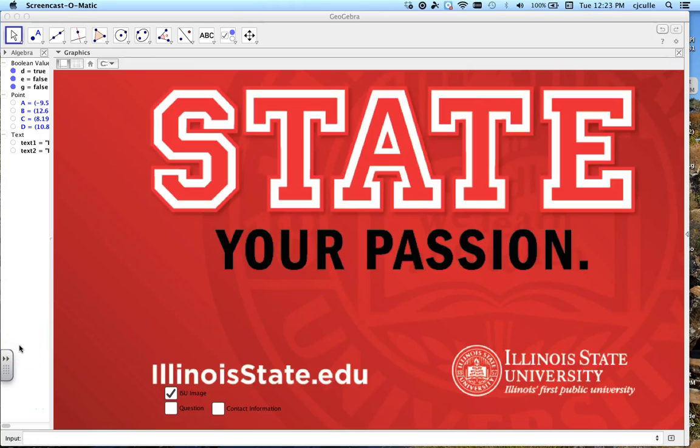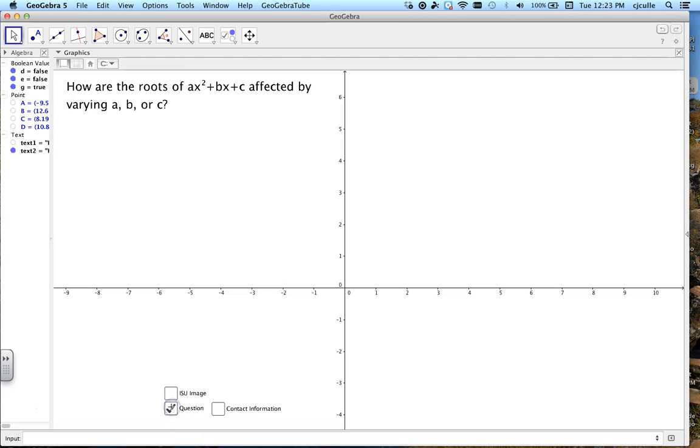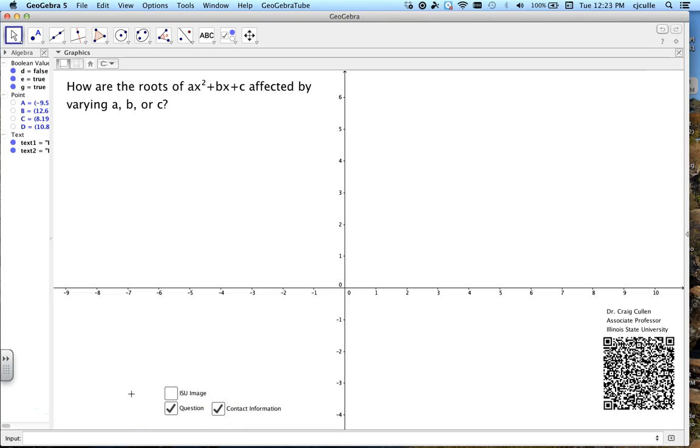In this video, I just want to demonstrate how you can use GeoGebra to explore the behavior of the complex roots of a quadratic. So to get started, I'm going to explore this question: how are the roots of ax squared plus bx plus c affected by varying a, b, or c? And I mean the complex roots in this case.